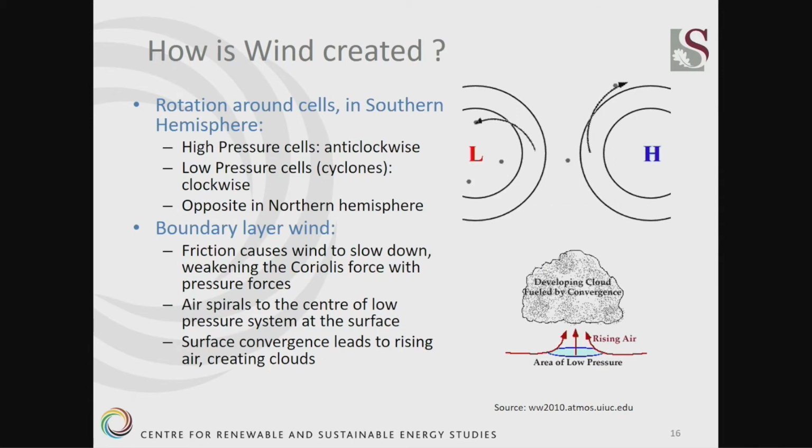This causes convergence in the center of the low pressure system at the surface. It is this surface convergence which leads to rising air that can create clouds and even cause rain and storms to form. These mechanisms create weather patterns and the associated wind patterns. However, there are also various local factors that can influence the strength and direction of the wind at the surface, such as the landscape and the temperature.